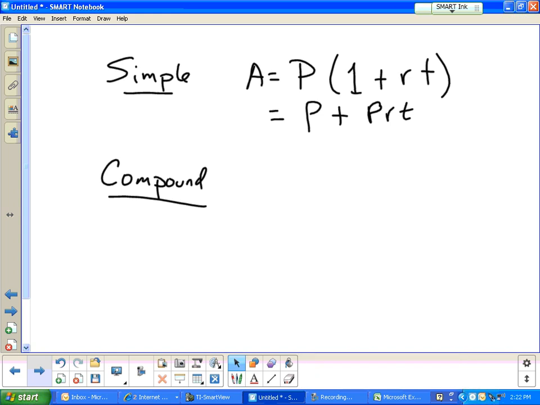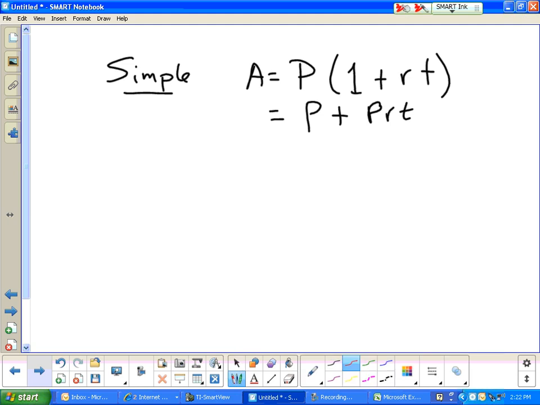So before we get to compound, let's work a problem, because you can see how this is going to go. Let's say you've got $10,000 to invest. So P is $10,000.